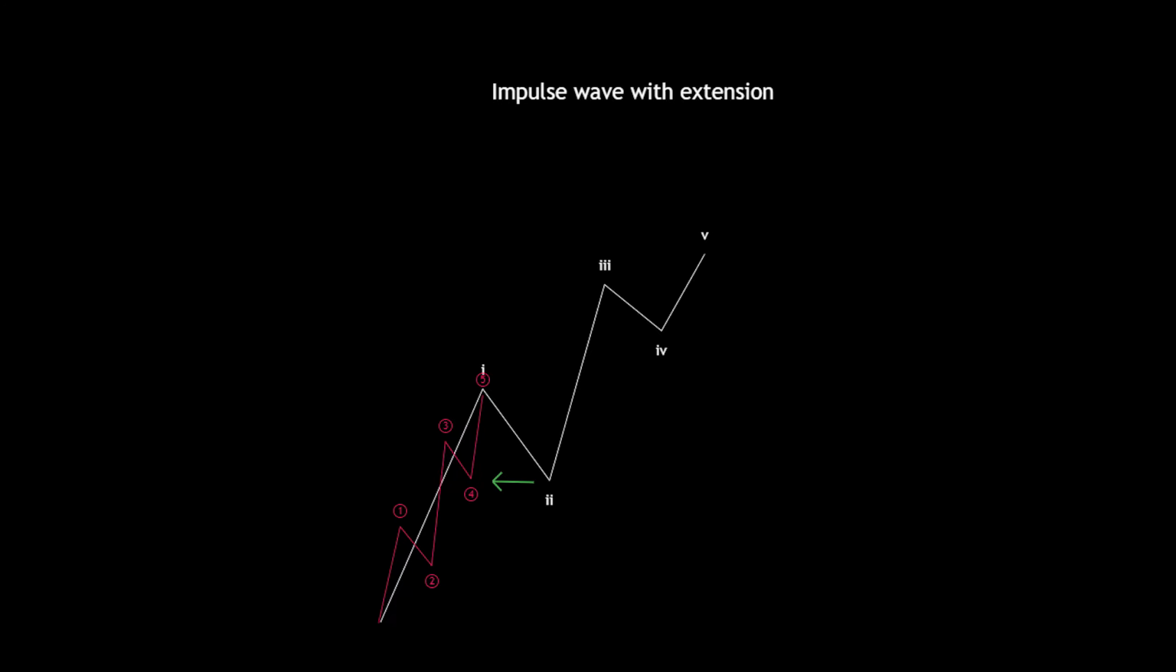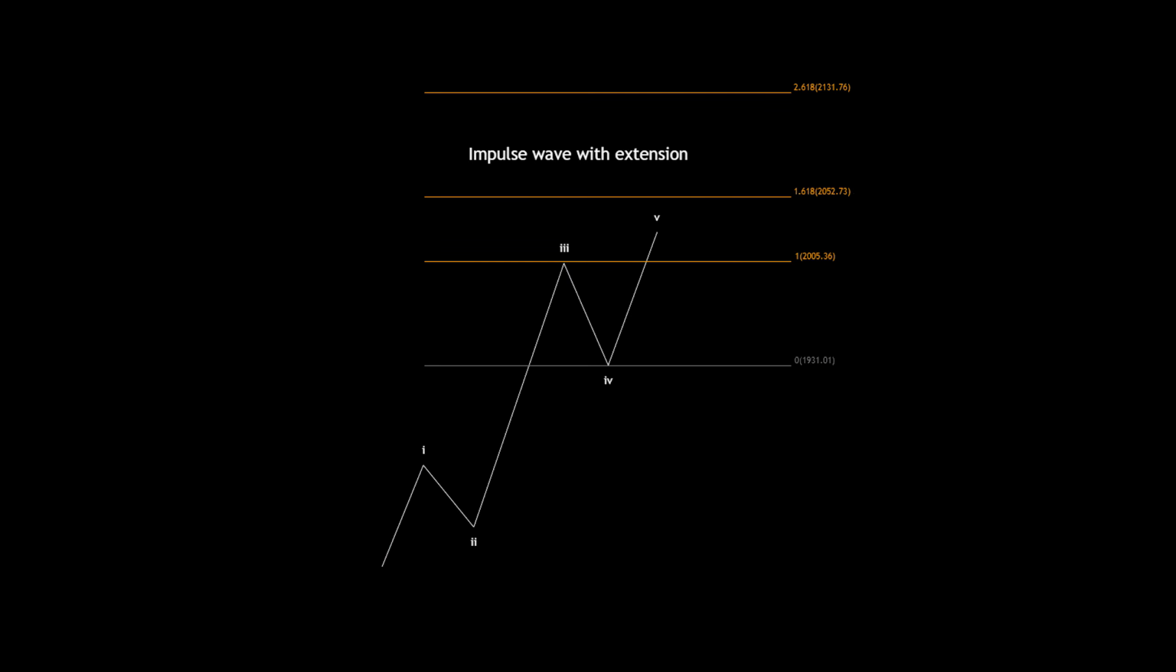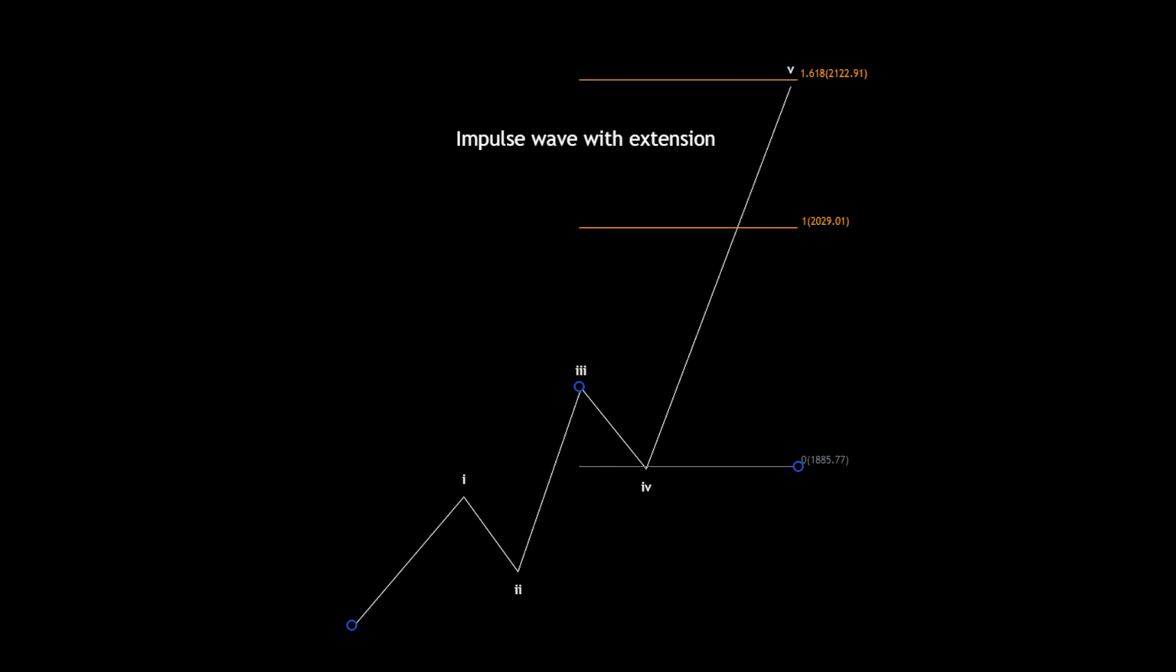If wave 1 is extended, waves 2 and 4 are usually really shallow, and wave 2 will often end around wave 4 of wave 1. If wave 3 is extended, wave 5 targets are 1, 1.618 and 2.618 of wave 1, while wave 4 often ends at the sublevel of wave 4 of the current extended wave 3. If neither wave 1 nor wave 3 has extended and they are close to equal in size, it's likely for wave 5 to extend, targeting 1.618 of wave 1 plus wave 3.